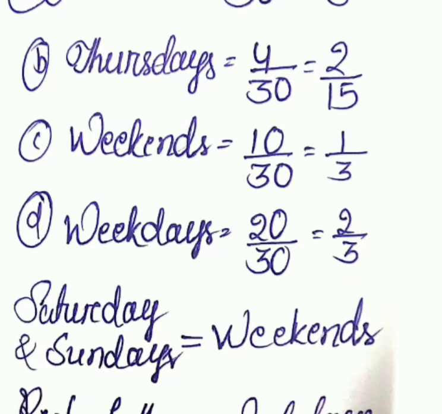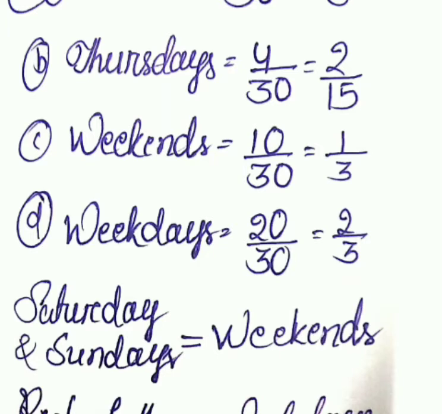So what is the fraction of Sundays? It is 5 by 30. Students, I said how to write the simplest form of a fraction. Either you have to divide both the numerator and the denominator by the highest common factor, or else cancel out the numerator and denominator with the same table. Also you can simplify a fraction. Okay, you can reduce a fraction.